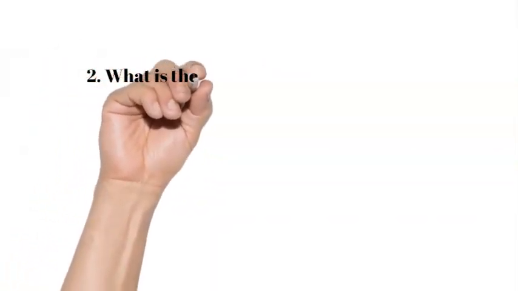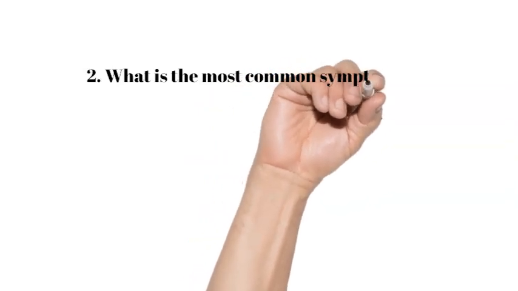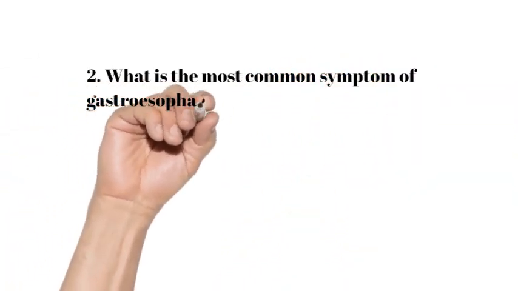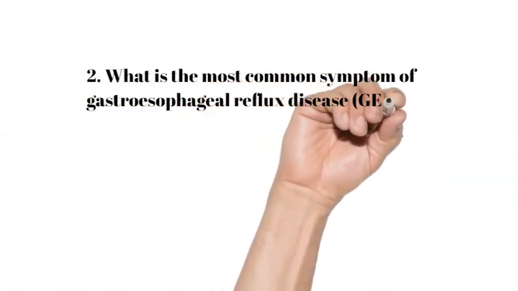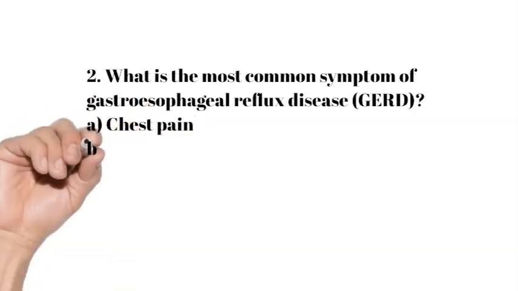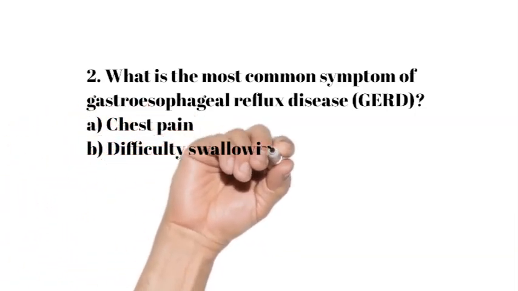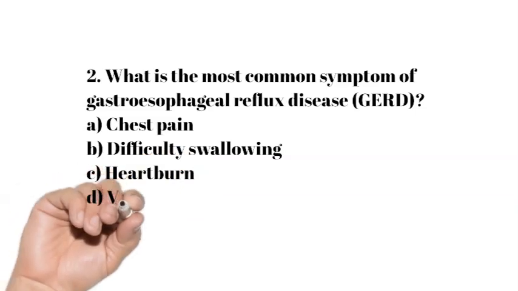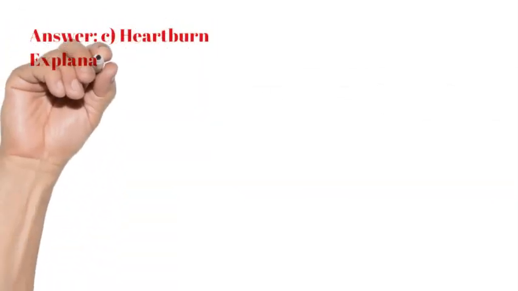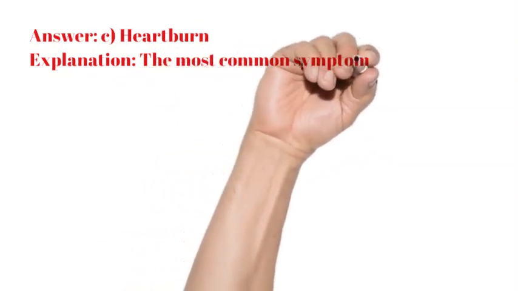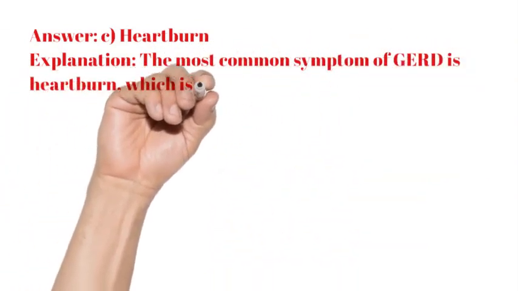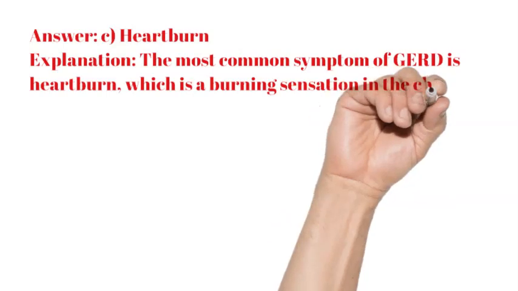2. What is the most common symptom of gastroesophageal reflux disease, GERD? A. Chest pain. B. Difficulty swallowing. C. Heartburn. D. Vomiting. Answer: C. Heartburn. Explanation: The most common symptom of GERD is heartburn, which is a burning sensation in the chest.